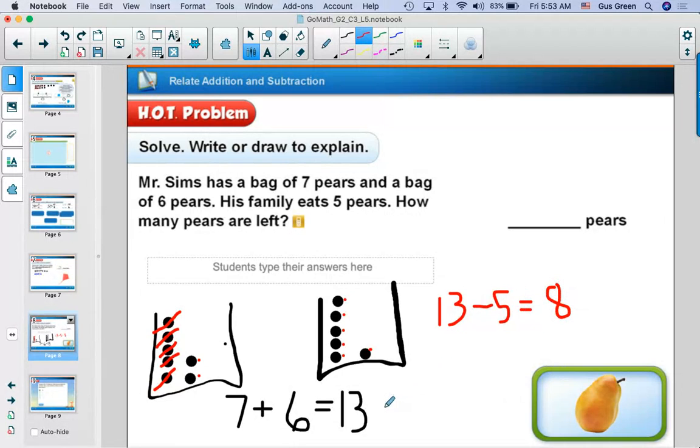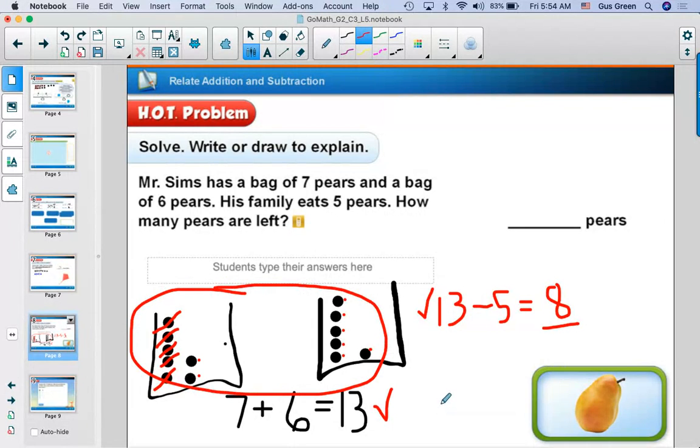But it's a two-step problem. We had to add up to find out how many pears he had altogether. Then we had to subtract what his family ate to find out how many he had left. So we had to do a lot of different things. So you can see that I worked this problem by drawing a picture and by using numbers. And he has 8 pears left.